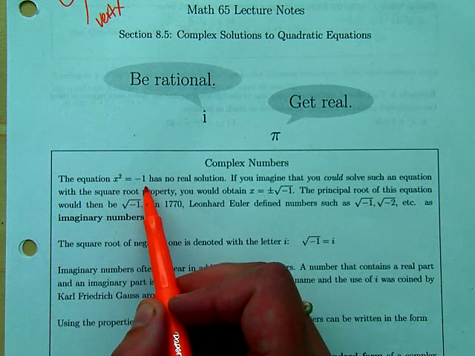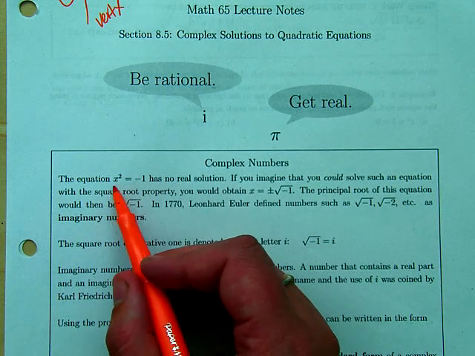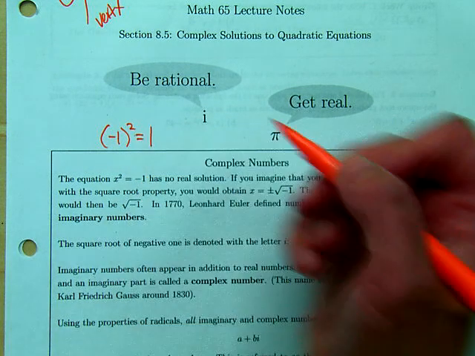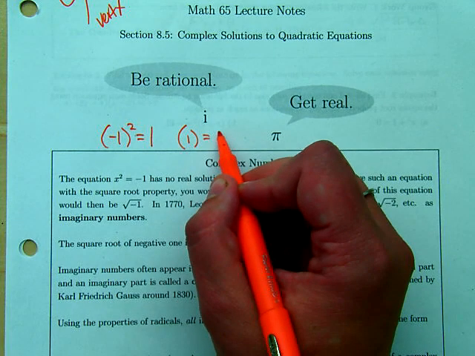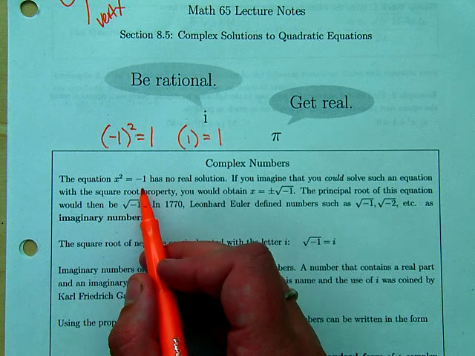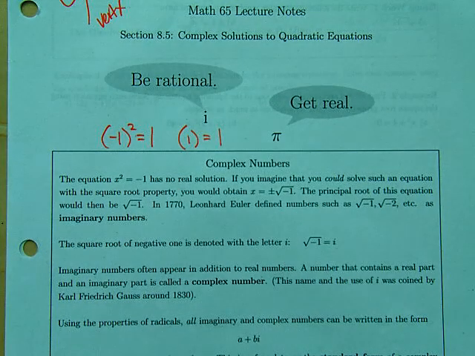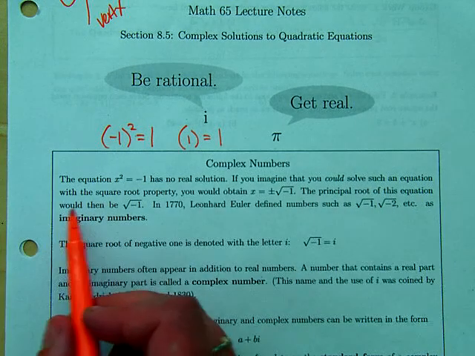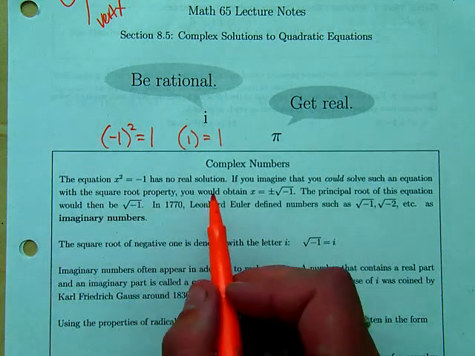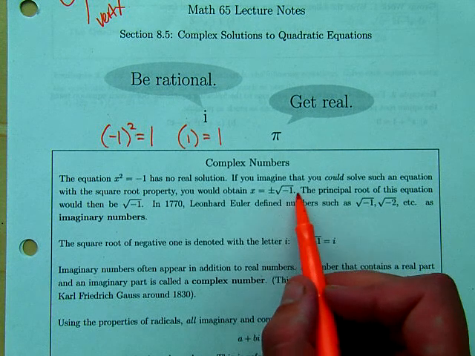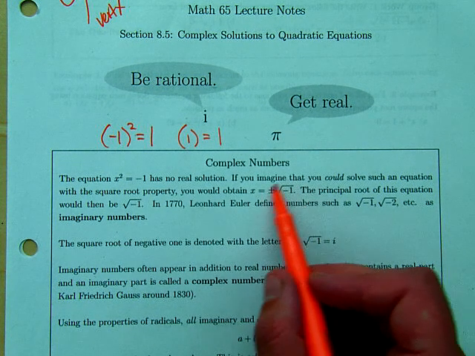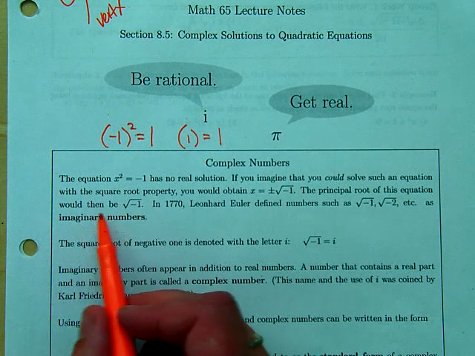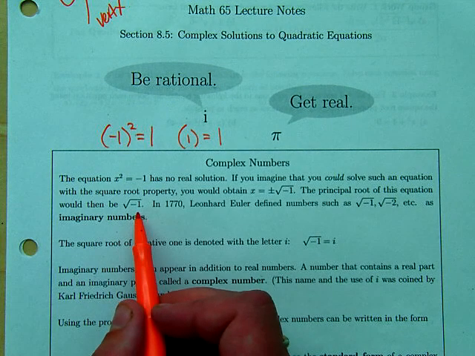So the equation x squared equals -1 has no real solution. Why is that? Because if I square -1, what do I get? 1. If I square 1, what do I get? 1. So I can't take the square root of a negative number. If you imagine that you could solve the equation with the square root property, you would get x equals plus or minus the square root of -1. We can't take the square root of -1. We call that not real. The principal root of this equation would then be the square root of -1.